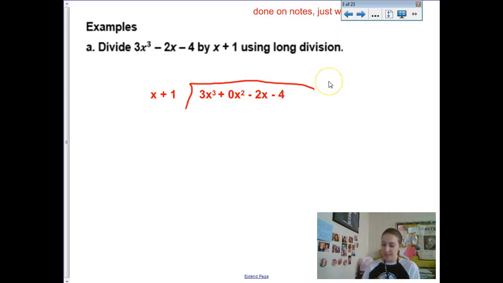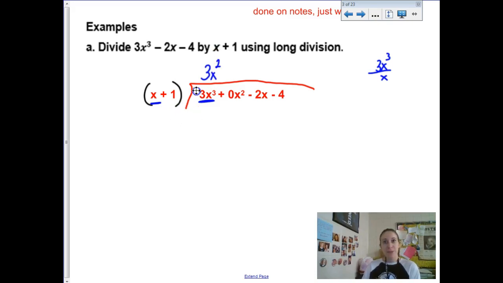So here is a nice example of us using long division of polynomials. I like to put parentheses around that part. And then all you really need to do is find the division of the lead terms of each problem. So we're going to start by taking 3x cubed and dividing it by x. The answer gives you 3x squared.